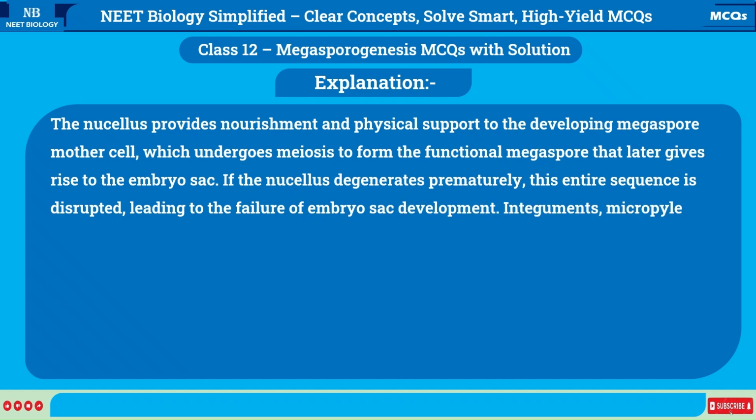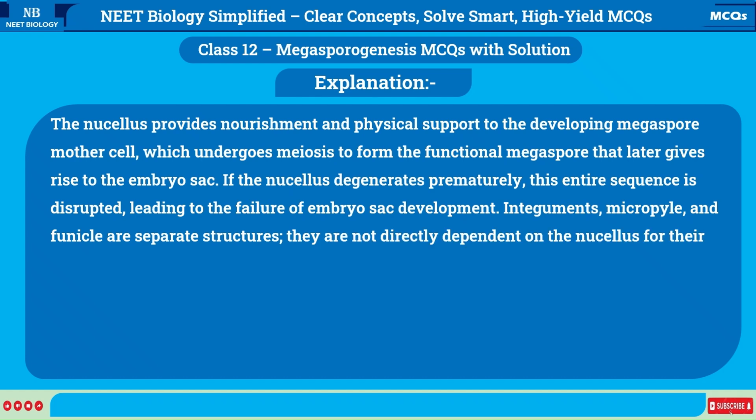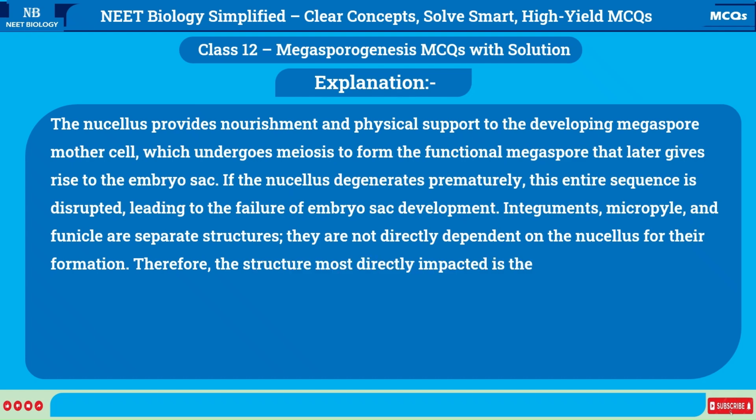Integuments, micropyle, and funicle are separate structures. They are not directly dependent on the nucellus for their formation. Therefore, the structure most directly impacted is the embryo sac.